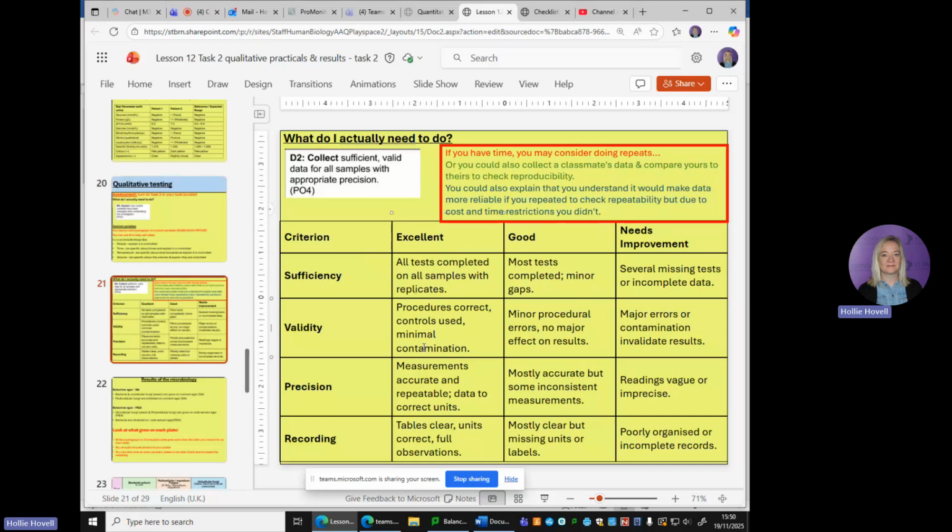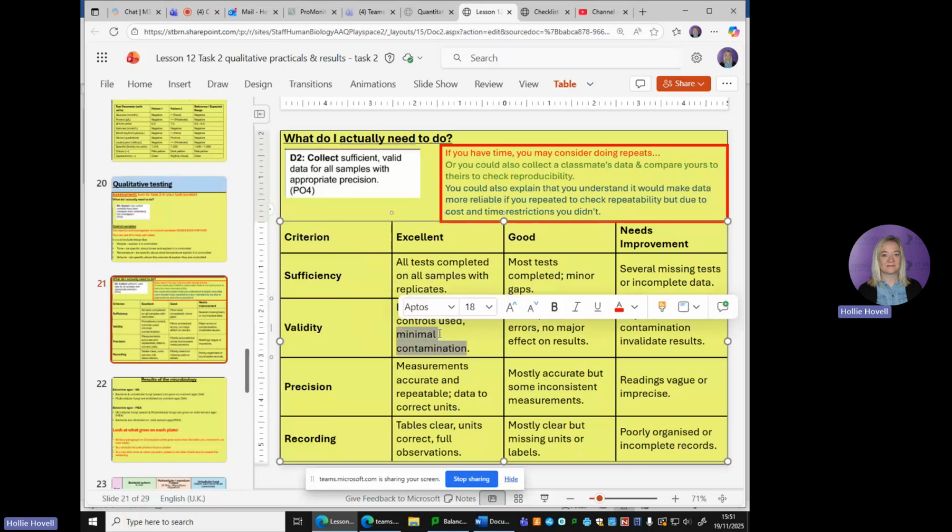Okay. In terms of validity, good validity, it basically means that your procedures were right and that you controlled the variables well. So if you controlled the variables other than the thing you're investigating, then your results should be valid. If you got lots of contamination, then your microbiology results might not be very valid, in which case it's worth definitely having evidence that you have looked at somebody else's results so that you've got some valid results to make the conclusion on.